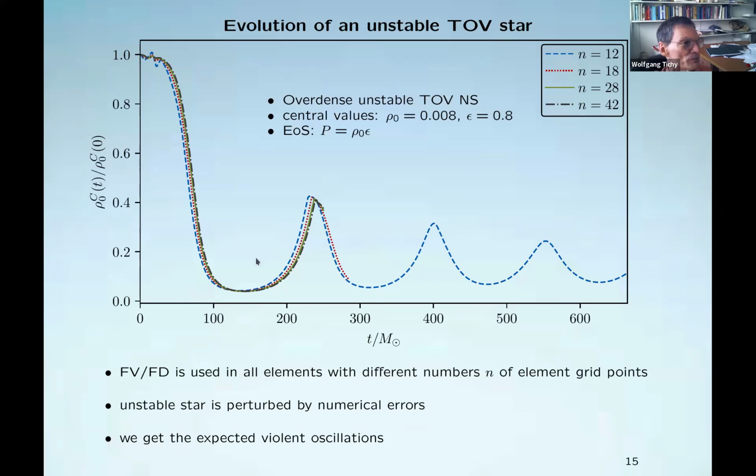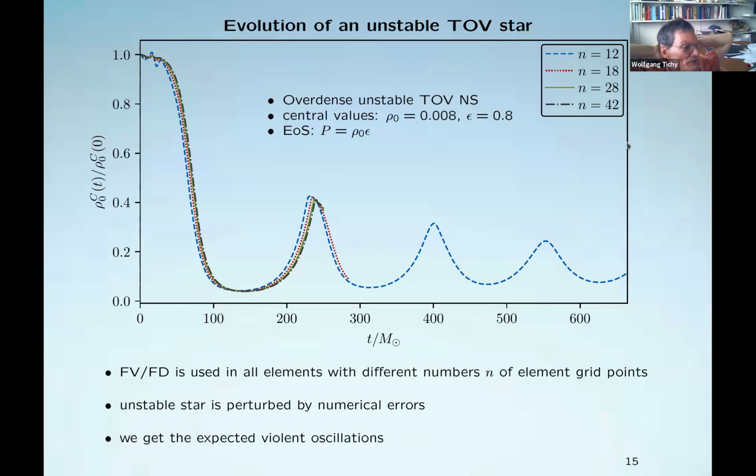The numerical errors actually perturb it, and then it starts. At first, you have a high density, and then it expands. The density becomes a lot lower. There's the central density shown here versus time. And then it bounces back, and you get these wiggles here. And what we show here is for different resolutions with different numbers of grid points. And we use finite differencing and finite volume here.